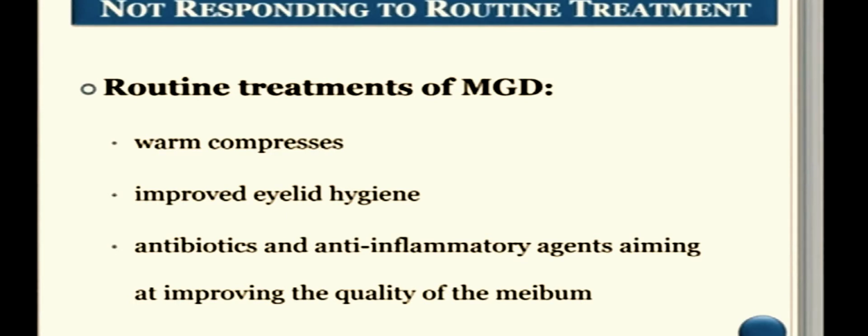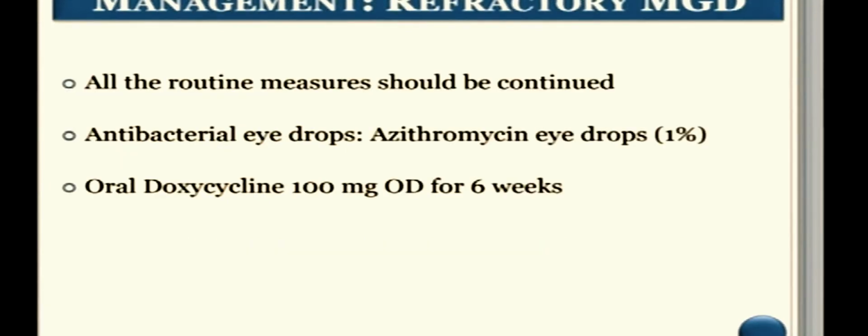So if you have an MGD which is not responding to your routine treatment, you can consider it a refractory MGD. Now, what is the routine treatment of MGD? Well, if you examine the lid margin of any patient and see heaped up secretions, obviously you initially start with warm lid compresses, and then a little bit of lid massage that can be done by various methods, and you give some anti-inflammatory agents to take care of it. So if all these routine measures don't work, then you go further. And what is that further?